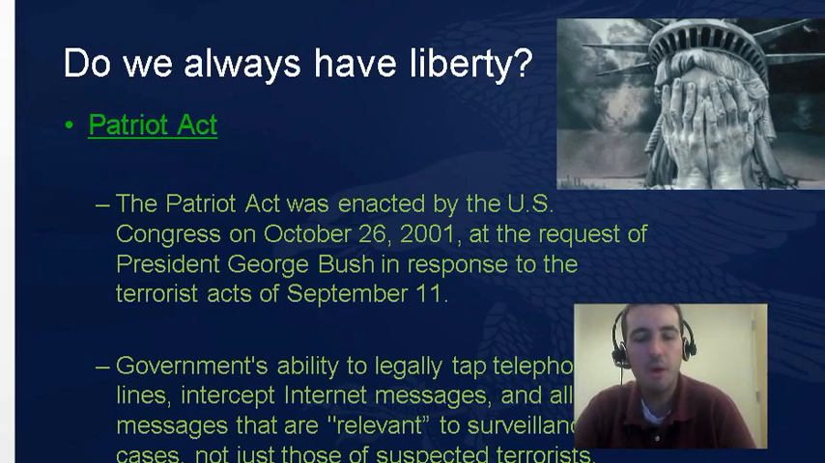So when you do the homework that's underneath this lesson, I want you to think about liberty, what it means, and you're going to have a special focus on whether or not the Patriot Act goes against that idea of liberty. Remember, liberty is the freedom to just kind of do what you want to do as long as it doesn't hurt anybody else. So if you have any questions, please let me know.